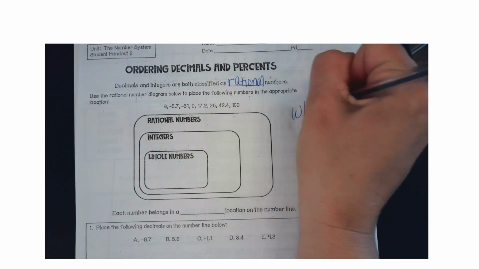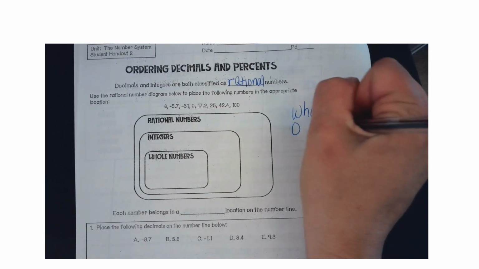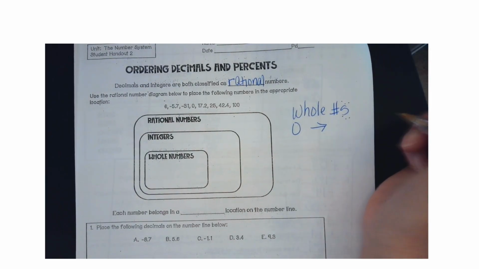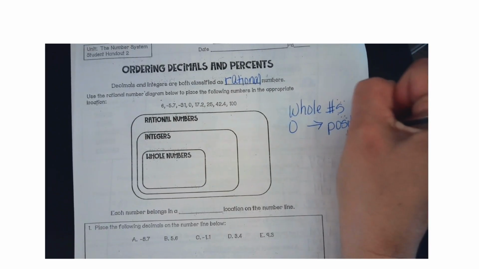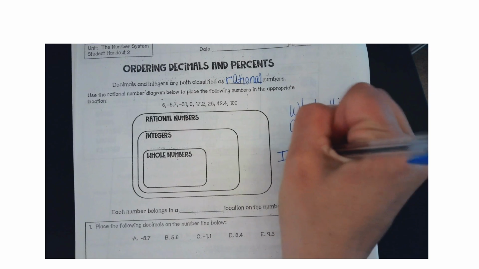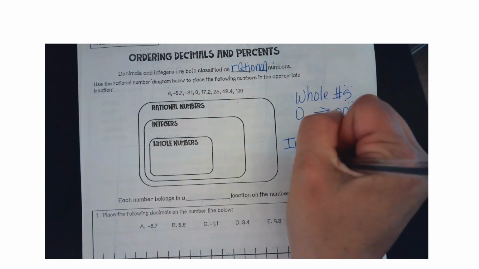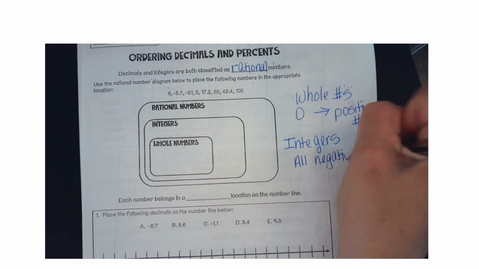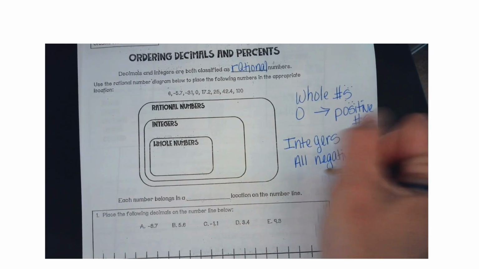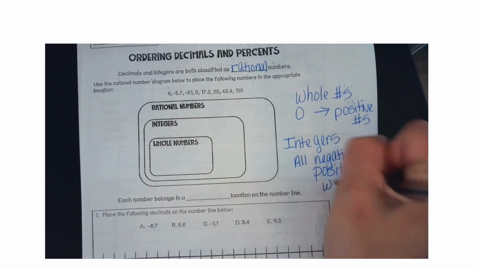So we know that whole numbers are 0 and up, to positive numbers. All right, integers are all negative and positive whole numbers.